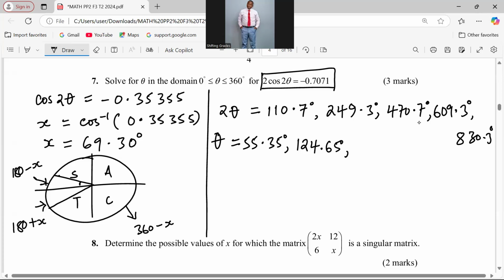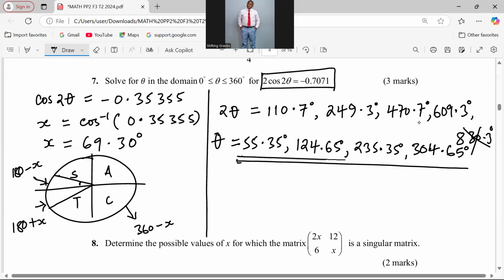When we take the next angle, which is 470.7 divided by 2, this is giving us 235.35. When we take 609.3 divided by 2, I'm getting 304.65 degrees. Then finally, when I take 830.3 divided by 2, I'm getting 415, which is beyond the domain provided. So this one will take us beyond the provided domain. So we stick to the first 4 possible angles because of the domain which has been provided. Yeah, so that is how we work it out.